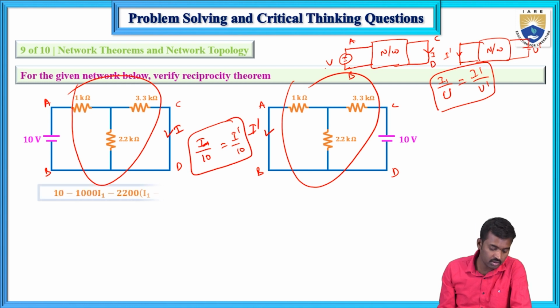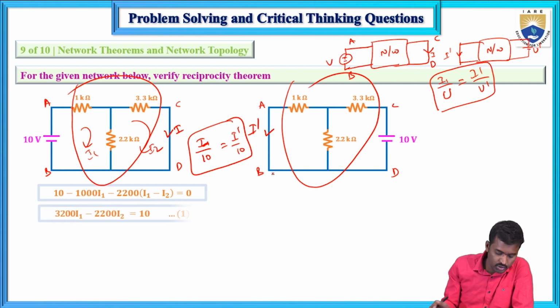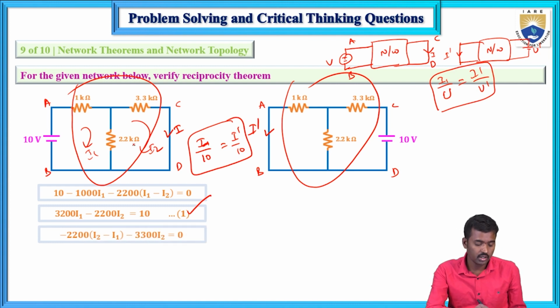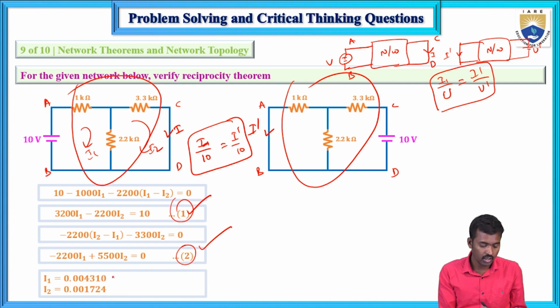If you apply it to the circuit, this is I1 and this one is I2. Applying KVL in the first mesh: 10 equals 1000 I1 plus 2200 times (I1 minus I2). Now if you simplify, 3200 I1 minus 2200 I2 equals 10. That is equation number 1. Next, apply KVL in the second mesh: 2200 times (I2 minus I1) plus 3300 I2. If you simplify, minus 2200 I1 plus 5500 I2 equals 0, that is equation number 2. If you solve these, you will get I1 and I2.